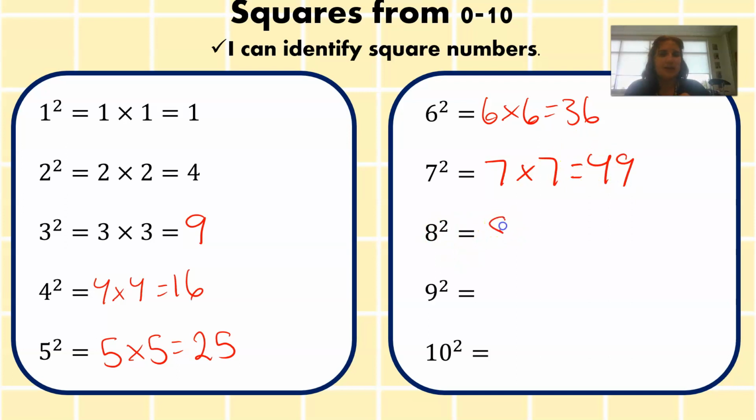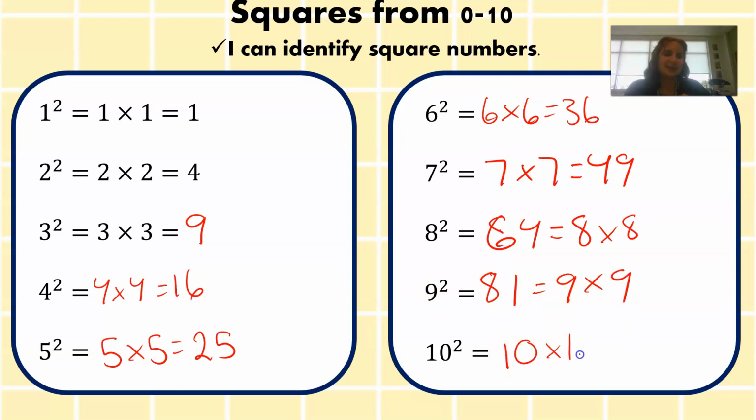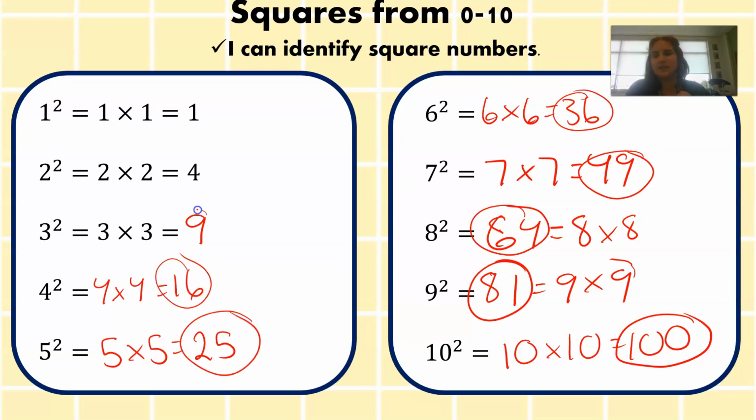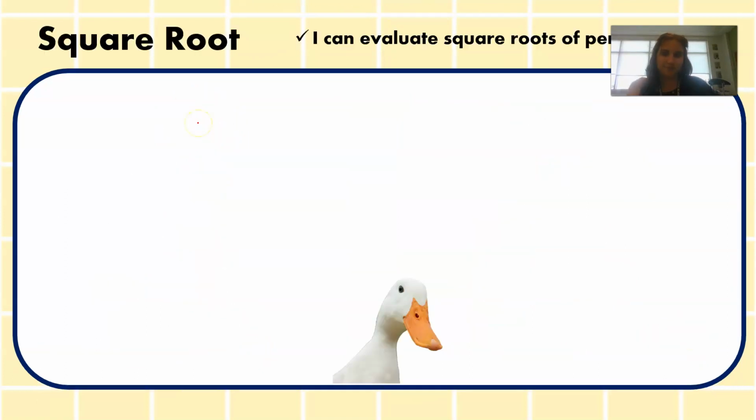8 squared is 8 times 8, which is 64. 9 squared is 81, which is 9 times 9, and 10 squared is 10 times 10, which equals 100. So these numbers, 81, 100, 64, 49, 36, 25, 16, 9, 4, and 1 are square numbers.